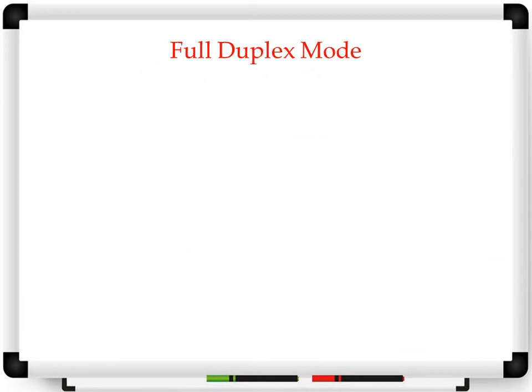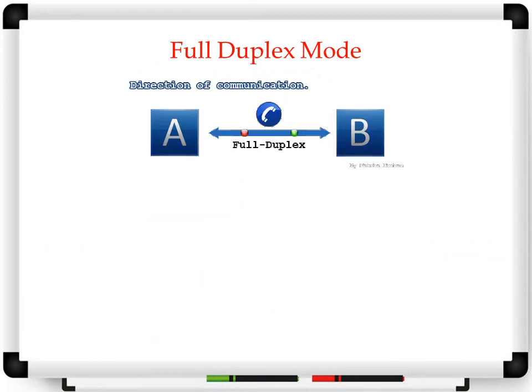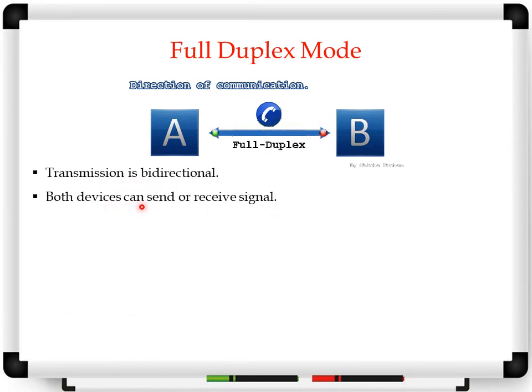Next, full duplex mode. Again here A and B are the two devices. In this case, A and B both can receive and send the data, and they can do so simultaneously, as we can see here. So this transmission is bidirectional. Both devices can send or receive the signal, and the device can send and receive signals simultaneously.